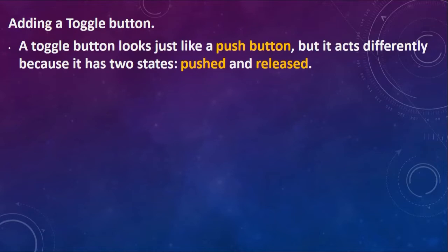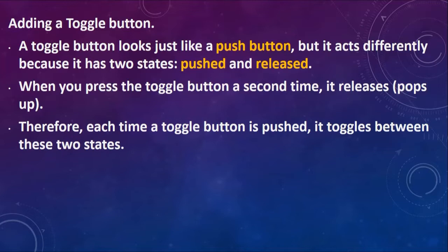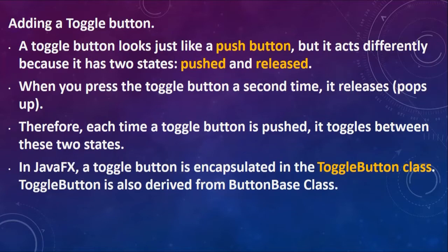A toggle button looks just like a push button, but it acts differently because it has two states, that is pushed and released. Now when you press the toggle button a second time, it releases or pops up. Therefore each time a toggle button is pushed, it toggles between these two states.